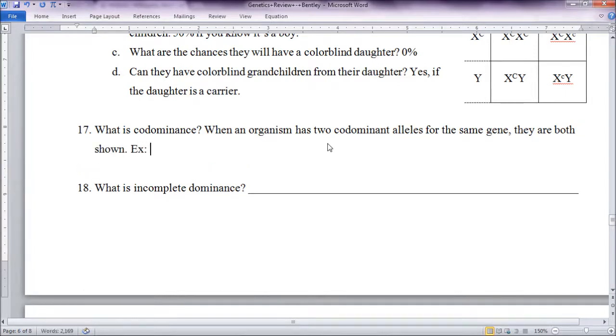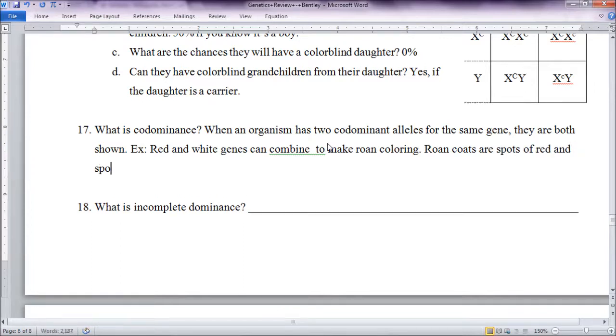For example, a red and white cow. Red and white cattle can combine to make roan coloring. Roan coats are spots of red and spots of white on a cow's coat. That is a terrible sentence.